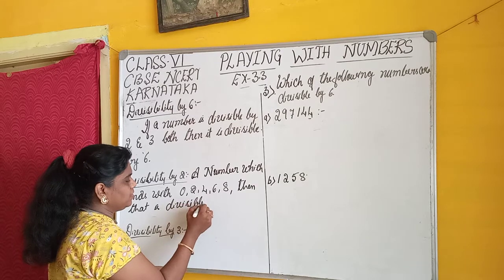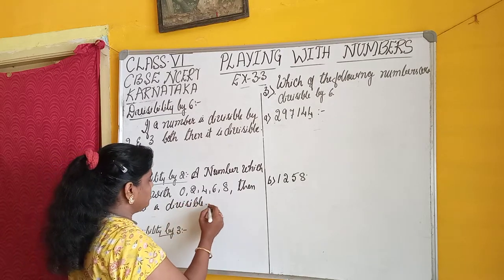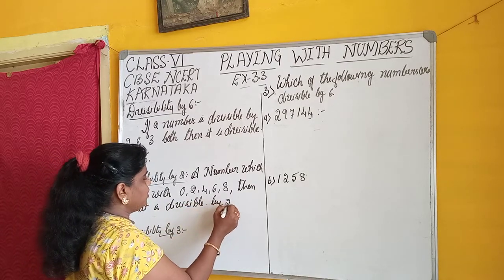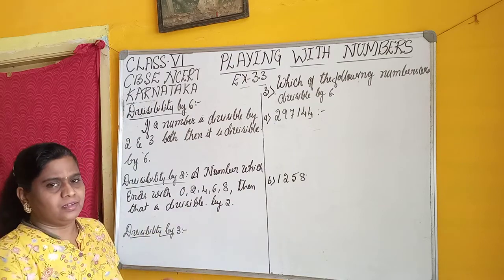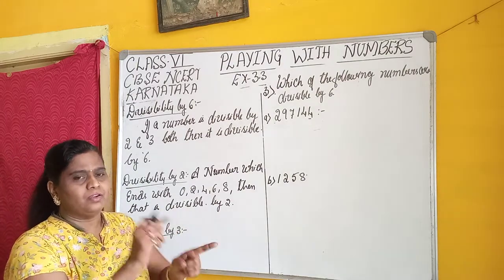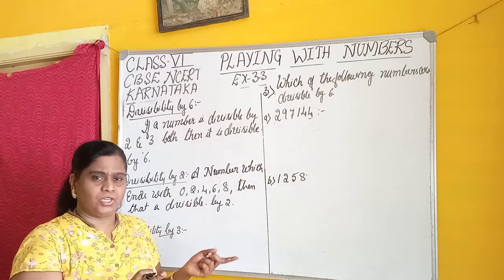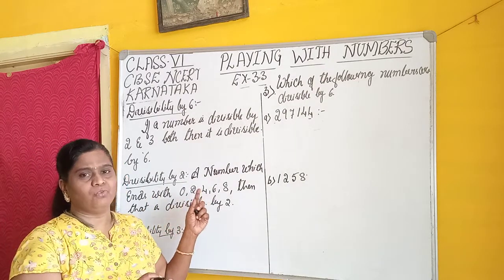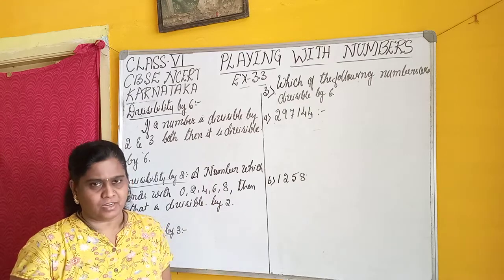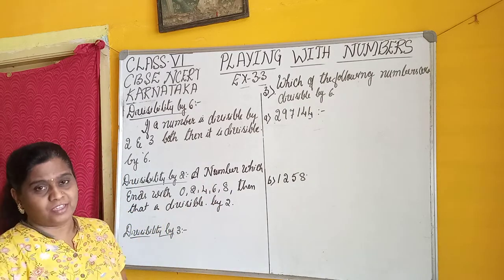Okay, students? I hope you understood. How do we check? Let's look at the number. Look at the last digit. If a number ends with 0 or 2, 4, 6, 8, or any even number, then that number is divisible by 2.